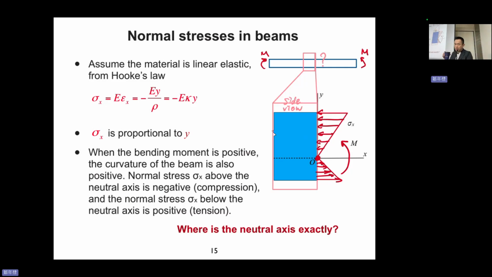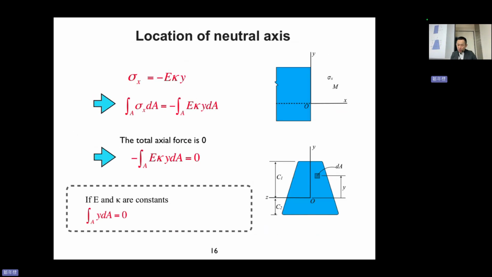Again, the proof to show the neutral axis position also follows 95% of the proofs in mechanics of materials. We just multiply stress times the area to become force and do the force balance, and you'll get the answer. Okay, so it's not too difficult. Okay, let's do it. Location of the neutral axis.